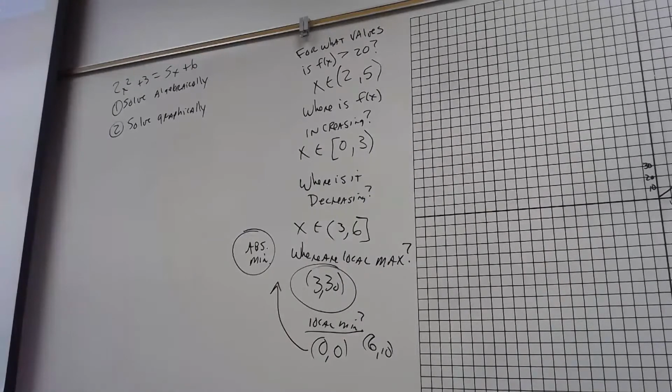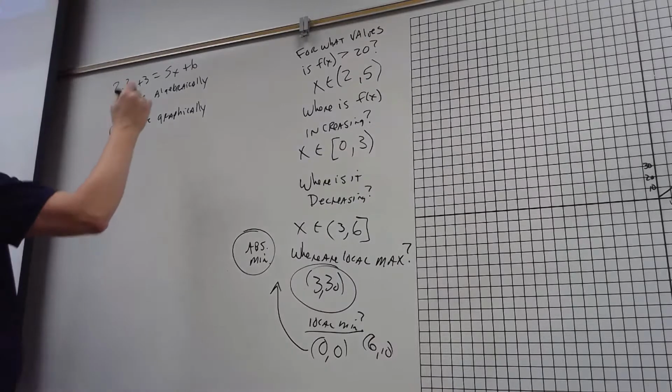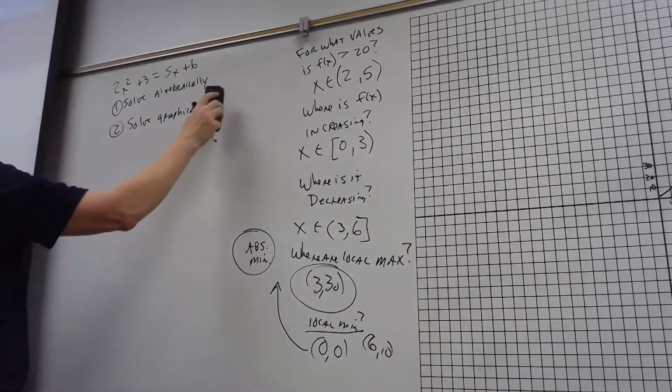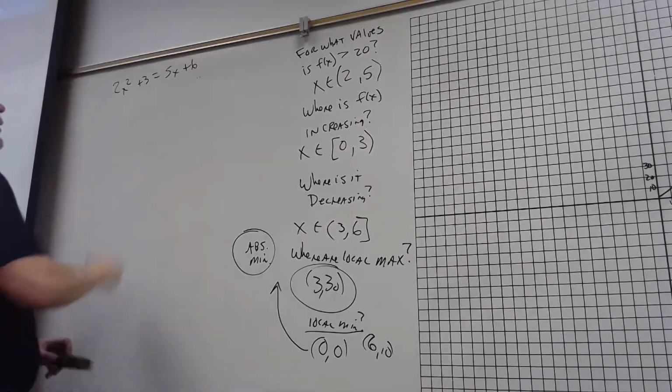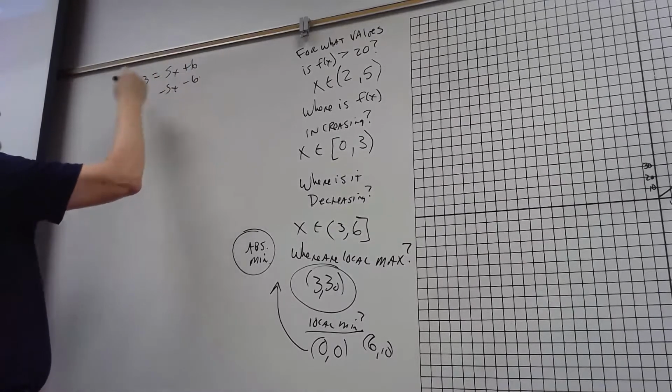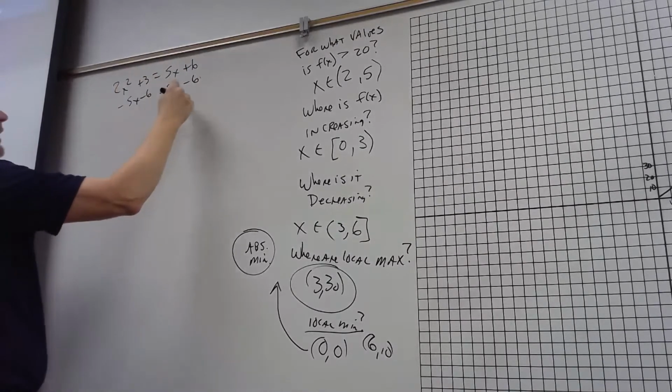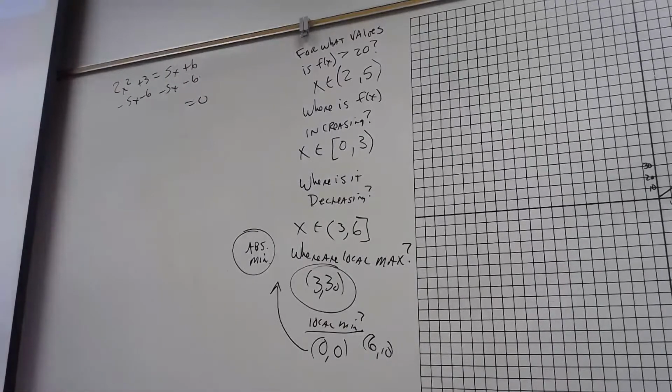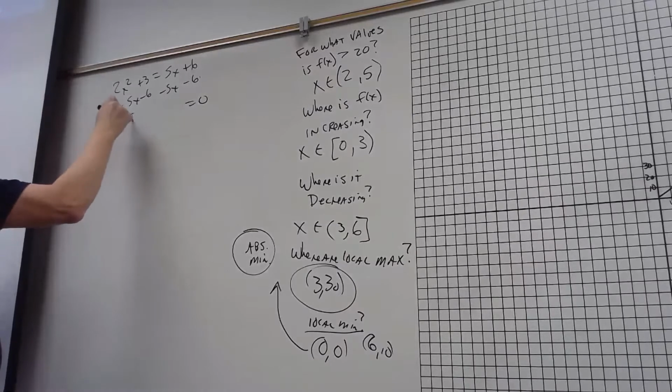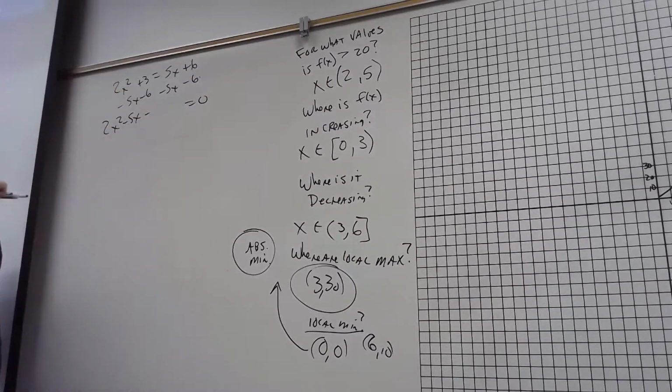So you're going to want one side to equal 0. We're going to subtract the 5x and the 6, right? Minus 5x minus 6. So I've got 0 equals 2x squared minus 5x minus 3. And then you just factor. We're going to factor it.